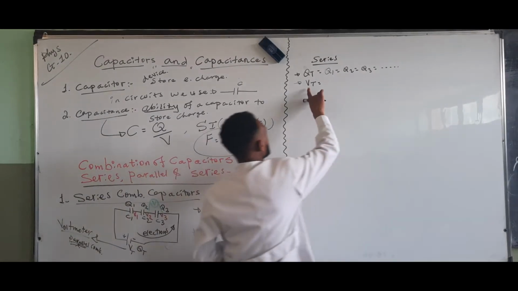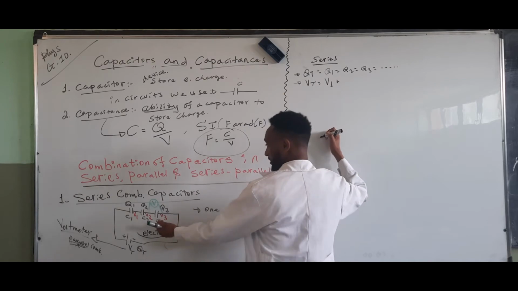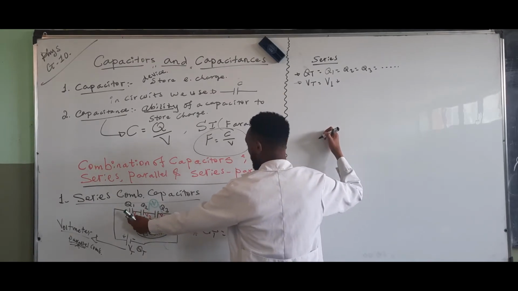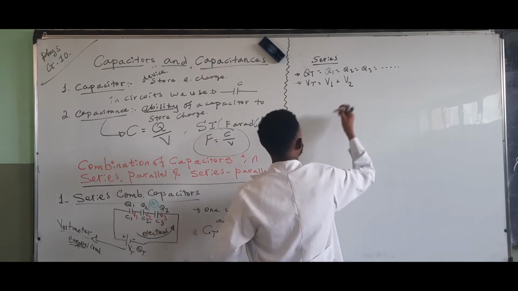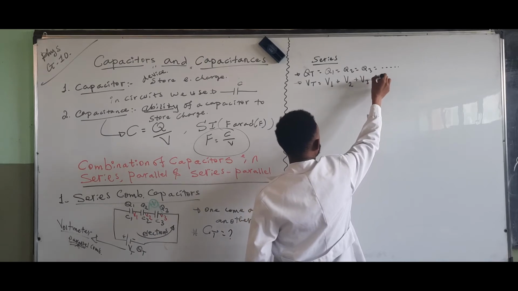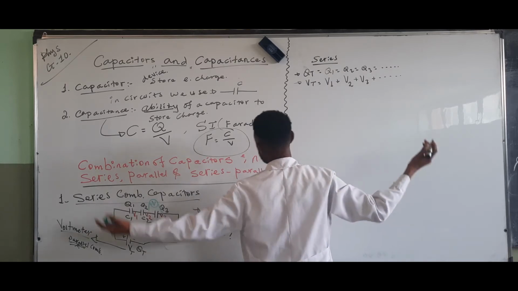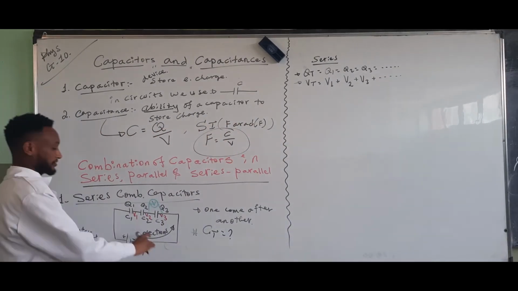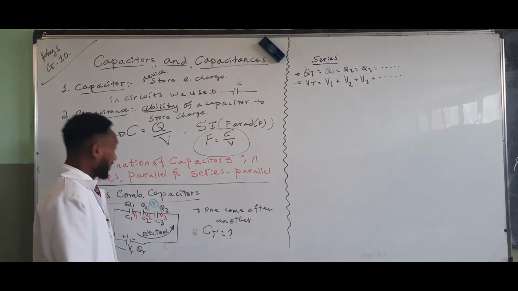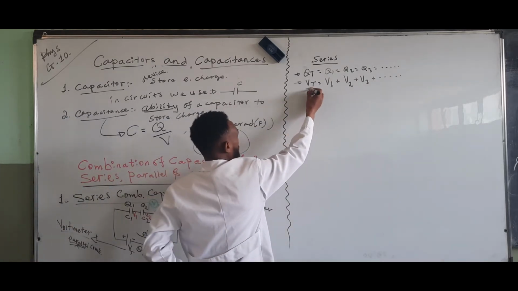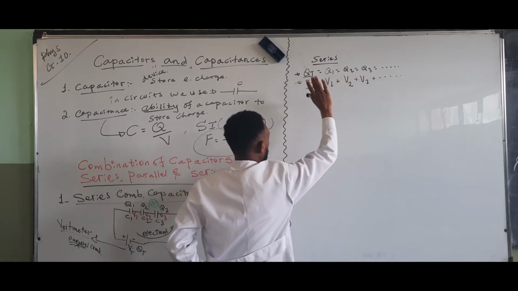So we say that total voltage in series is the summation of voltage 1, the voltage passing through capacitor 1, plus voltage 2, the voltage which passes through capacitor 2, and voltage 3, the voltage that passes through capacitor 3, up to our number of capacitors. If there are 5 capacitors, we have 5 voltages. Now, the total voltage is the summation of each voltage. The total charge is the same at every point in these series combinations.